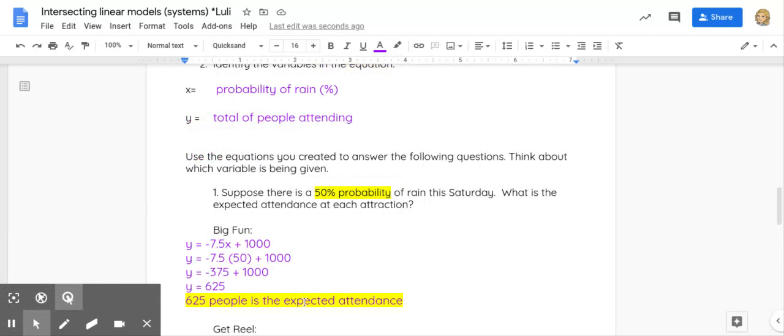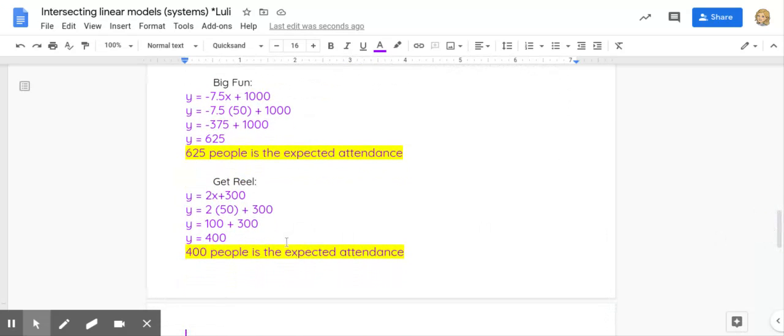Okay, hopefully you've had some time to work on the Get Real Movie Theater. When it has a 50% probability, what's the expected attendance? So you'd use that equation that we came up with above, plug in 50 for x, and you should have got right here 400 people would be the expected attendance. So go ahead and check your work against mine. Make sure you have a nice final answer with your label.